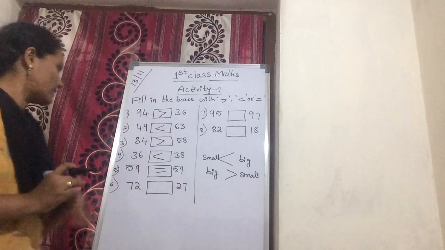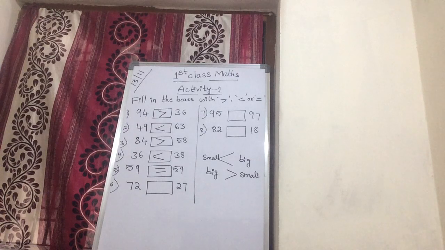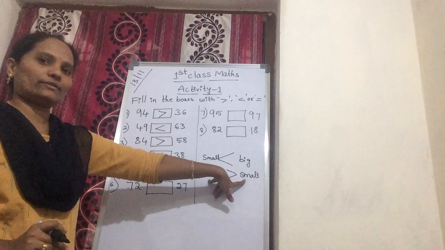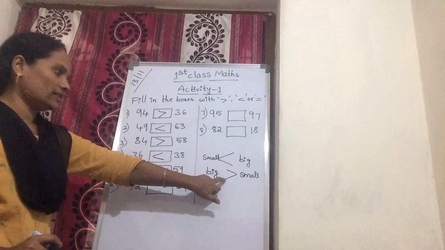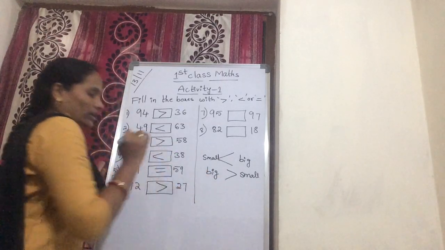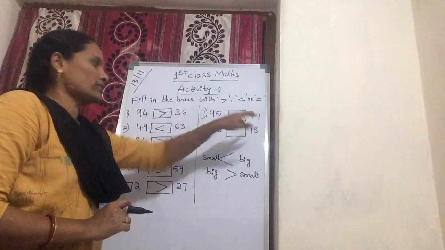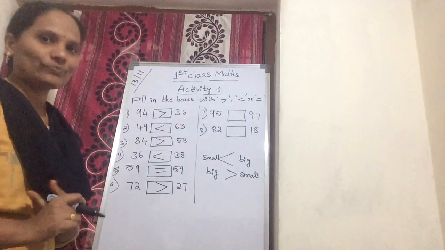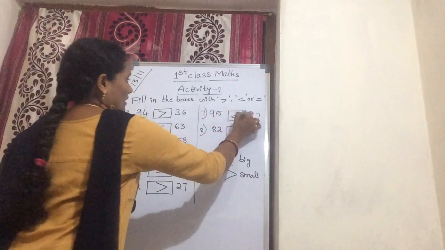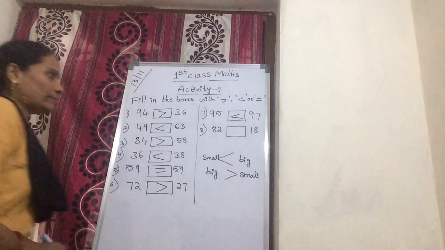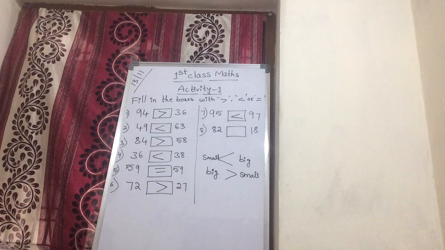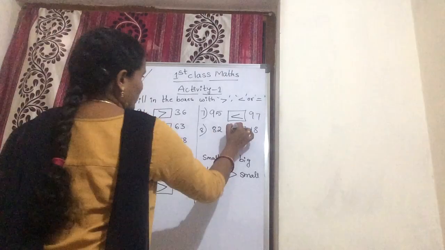Now next one, 72 and 27. Which one is a big number? 72 or 27? 72 is a big number. So big, small. Here we are putting greater than. Okay. Now two more are there. 95 and 97. Which one is the big? 97 is a big number. Next, 82 and 18. Which one is a big number? 82 is a big number. So here we are putting greater than.